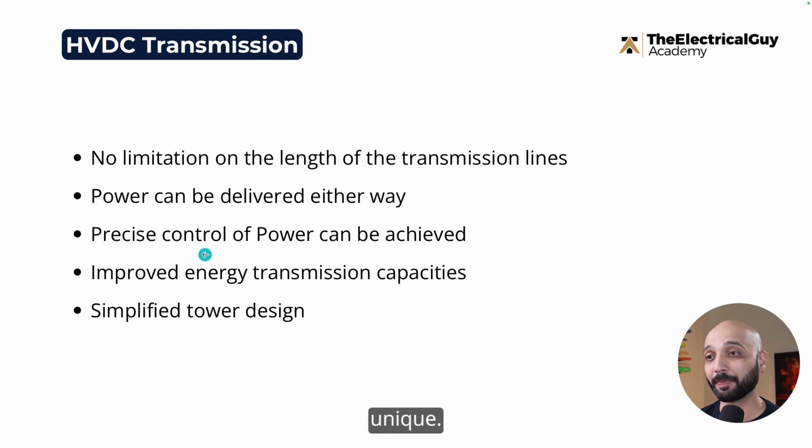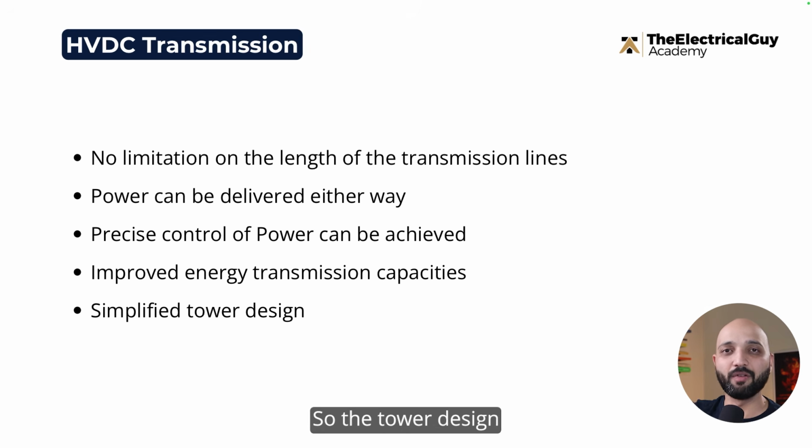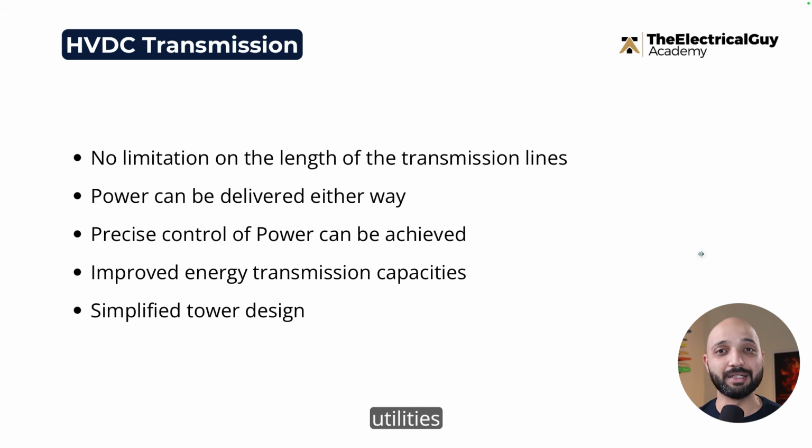This is something unique. Precise control of power can be achieved in HVDC. Improved energy transmission capacities and simplified tower design. This is again one more advantage because you only have two wires, the positive and negative, right? So the tower design is pretty much simplified here. Those are some of the advantages that HVDC offers, and that's why utilities are using it.